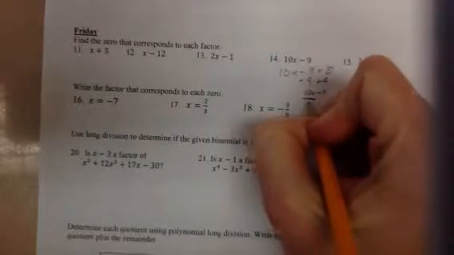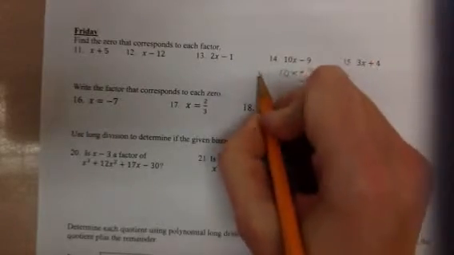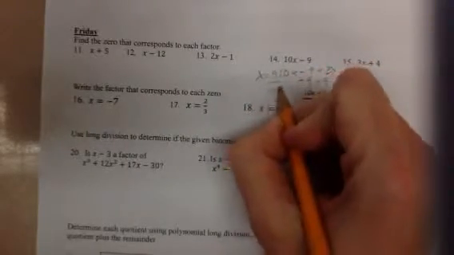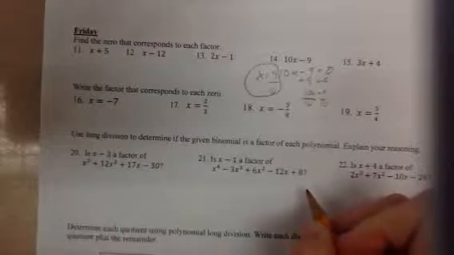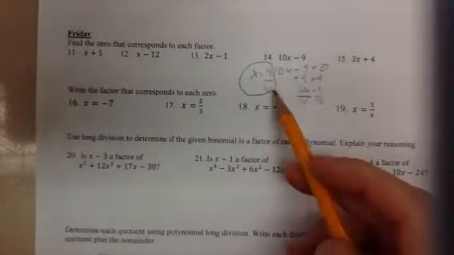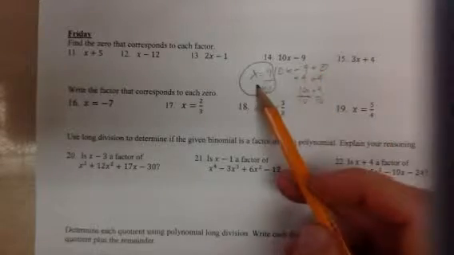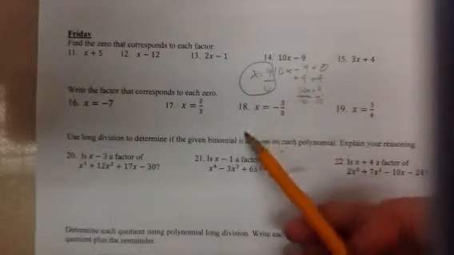10x equals 9, divided by 10. So x equals 9 over 10. If you wanted to write that in decimal form, it would be x equals 0.9. I prefer fractions because they're always exact. I don't have to involve rounding. So x equals 9 over 10 is my answer to 14.